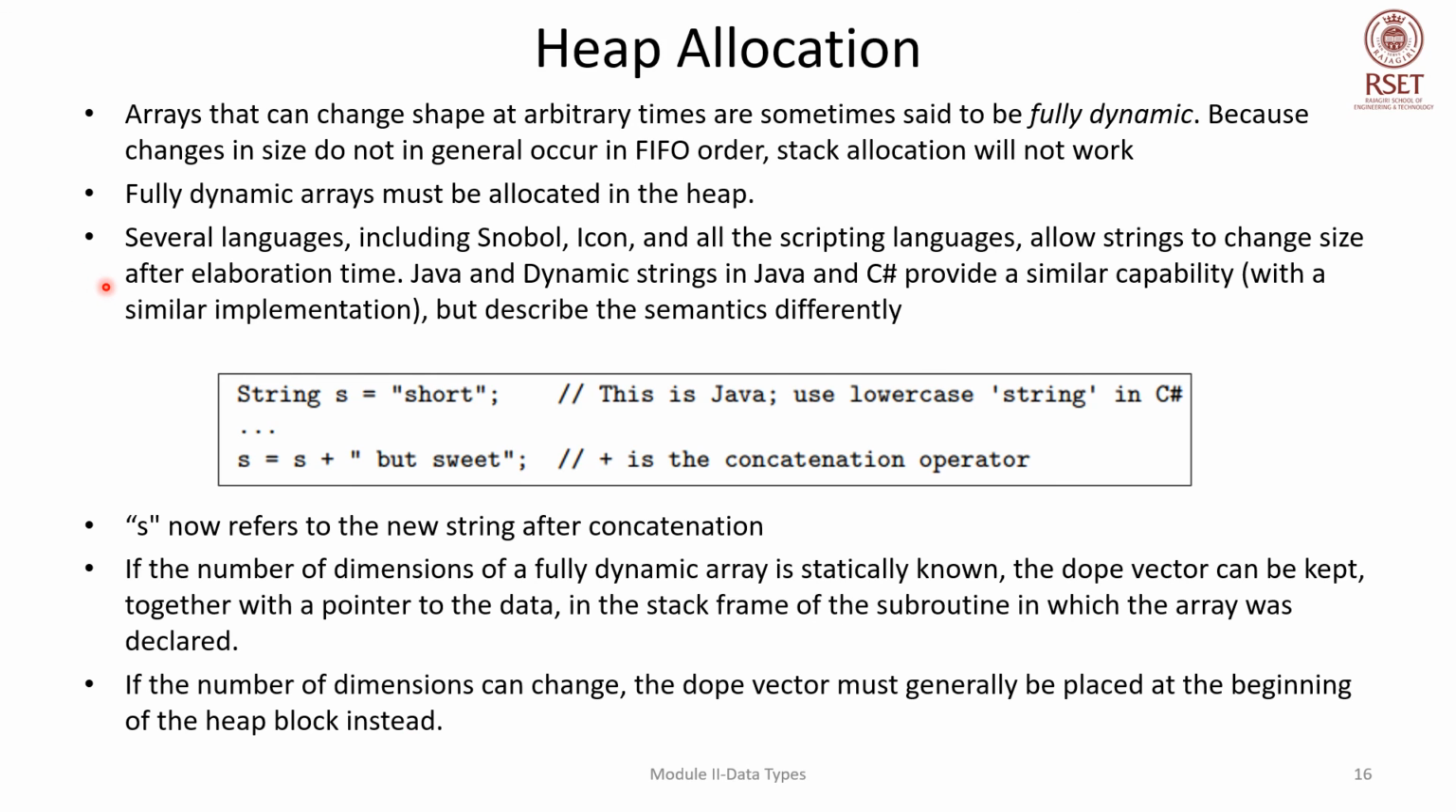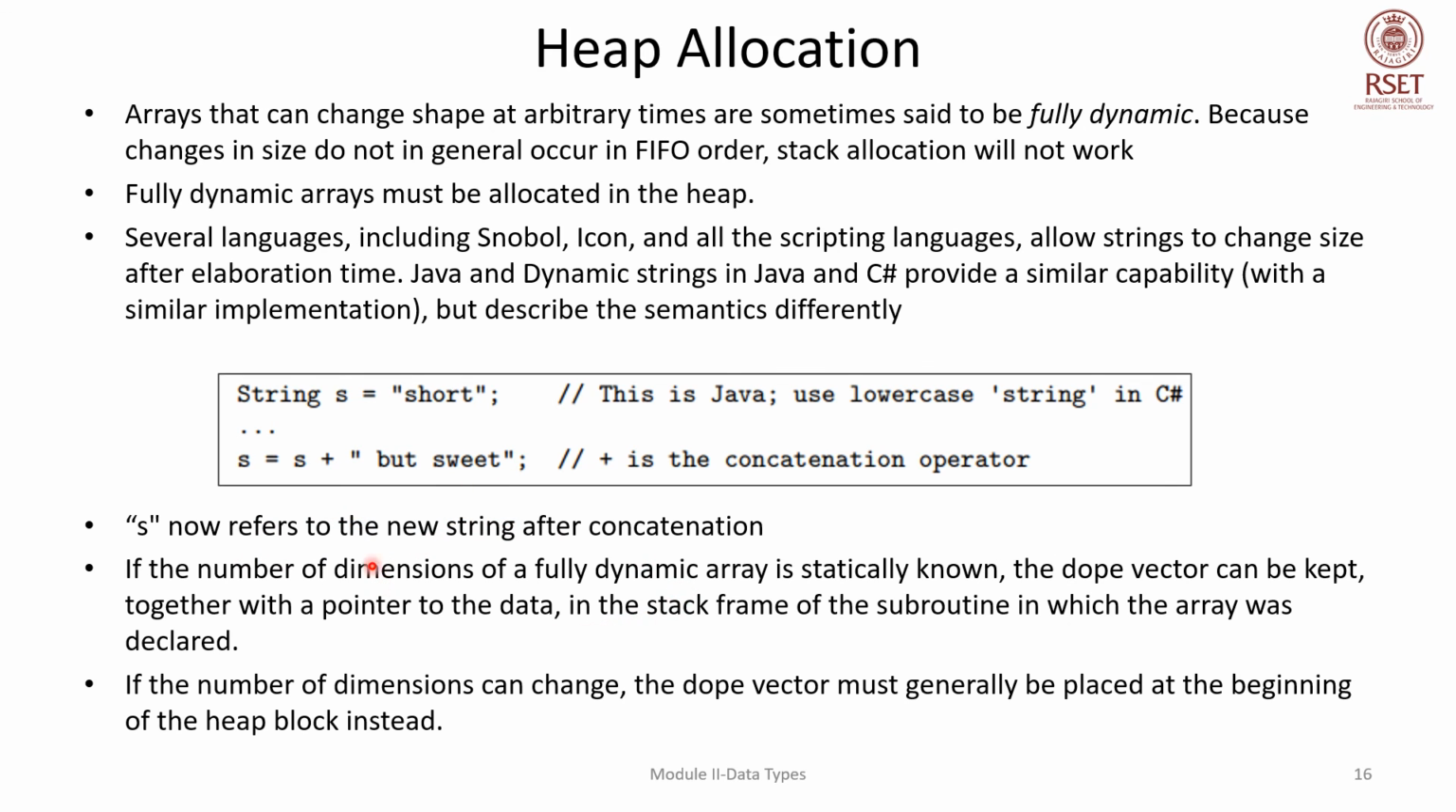Several languages including Snowball, Icon and other scripting languages allow the string to change size after compile time. This is an example where S is a string, it is short, and during execution, during runtime, S is concatenated with "but sweet". So it has become longer, the array has become longer. Now S refers to the new string after concatenation.